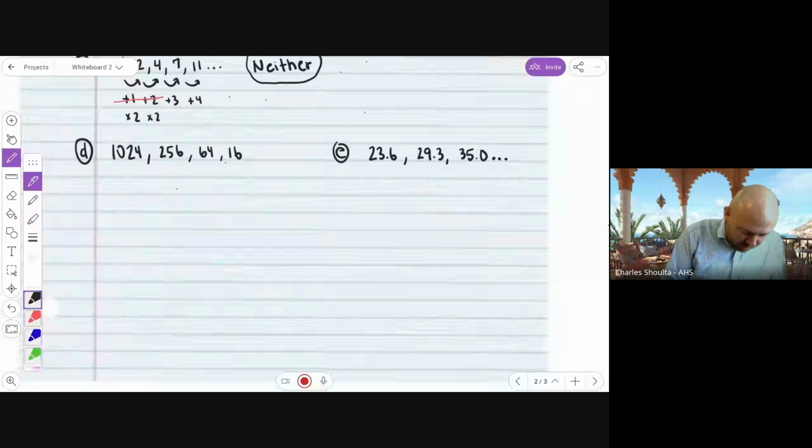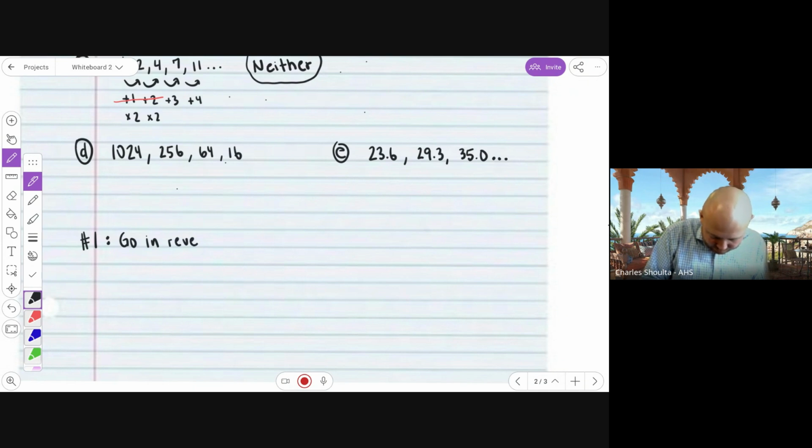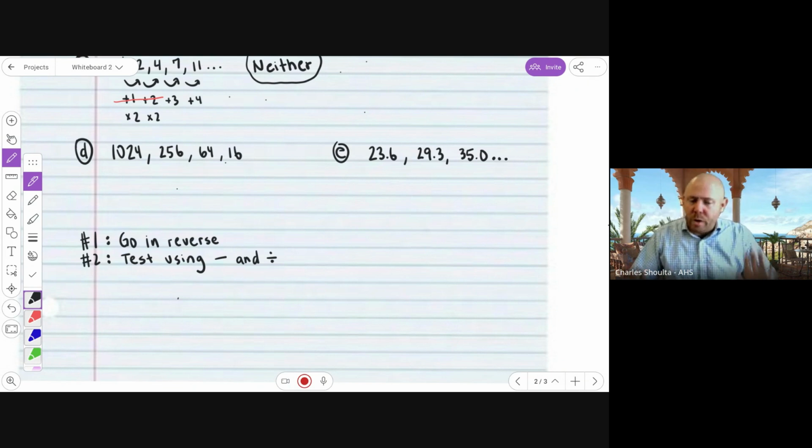Here's what we do. Here are your steps. Go down a couple lines. Number one, go in reverse. I'll explain what that means in a second. Number two, test using subtraction and division. Now you may say, hold on, I thought we weren't going to divide. We're not, but this is what we're going to use to test. And last but not least, we'll say test twice.